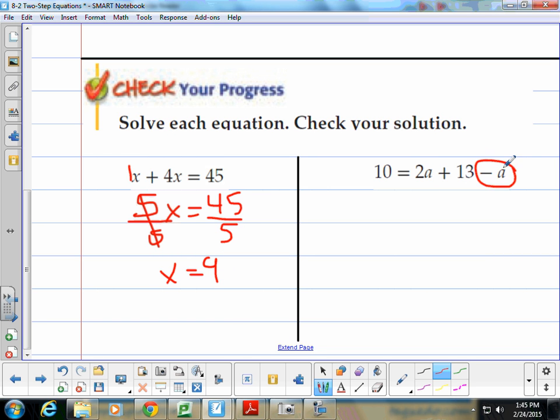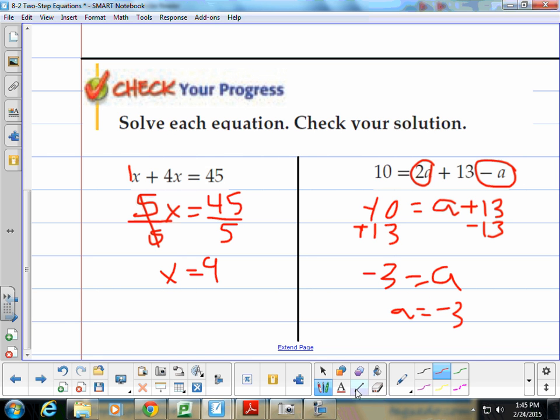Combine like terms. Negative 1a plus 2a, it's like 2 minus 1. So it's 10 is equal to just a plus 13. Subtract 13. Add the opposite. That's a positive plus a negative. It's messy. And you get a negative 3 is equal to a, or a is equal to negative 3. That was kind of messy, so I'm going to fix that. That was minus 13, which is plus a negative.